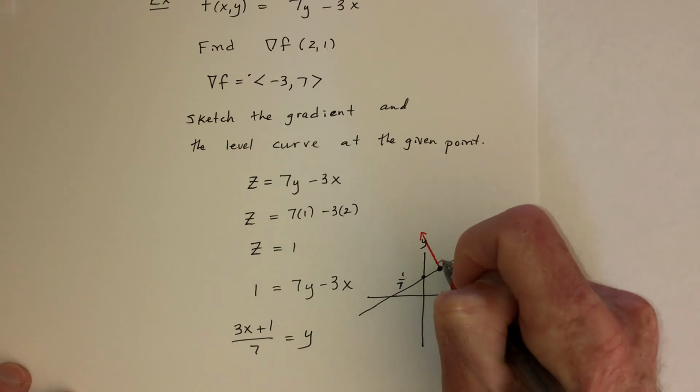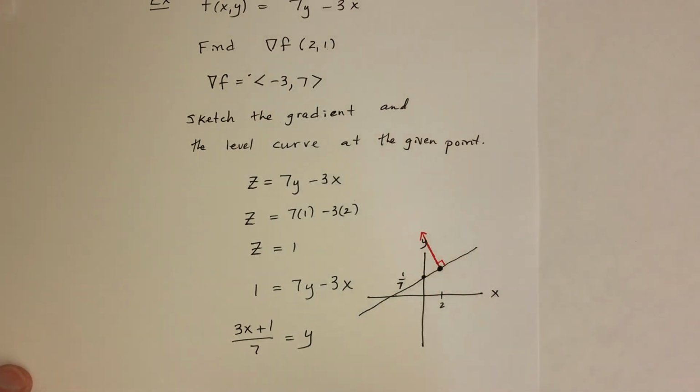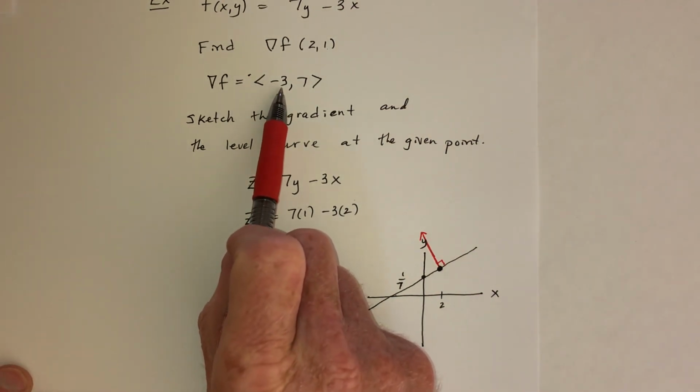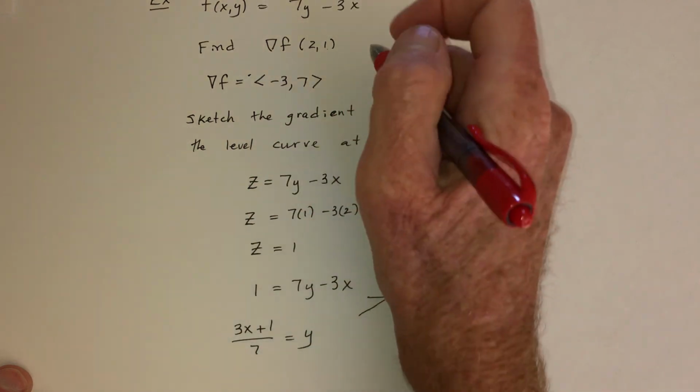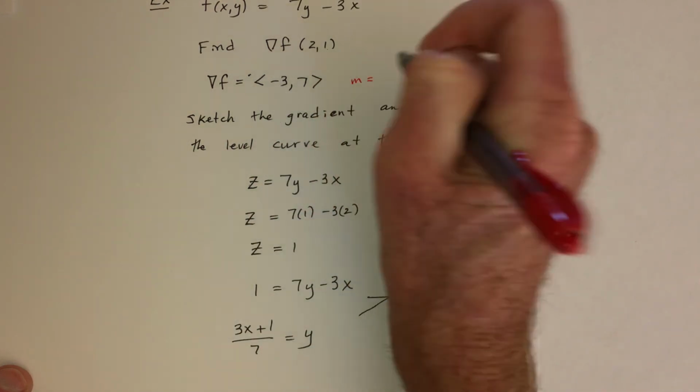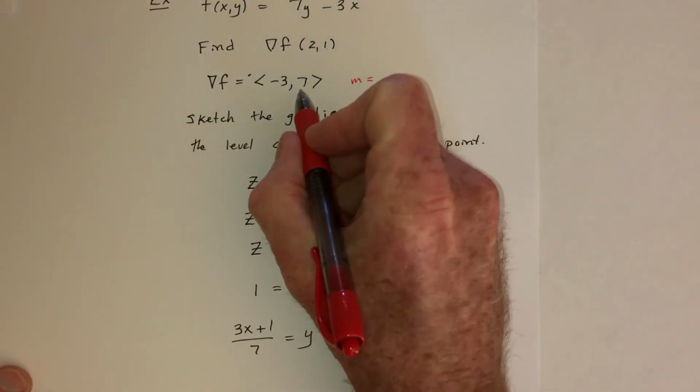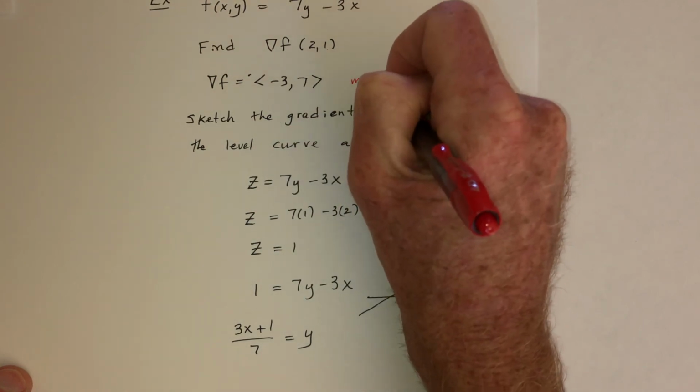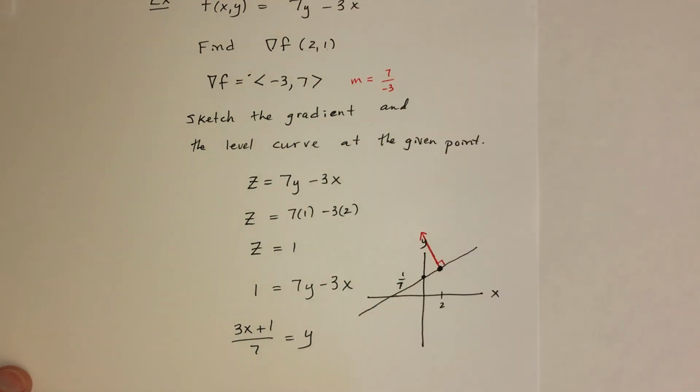And it's actually perpendicular. I know that it's perpendicular because if you looked at it as slope, the rise would be 7, the run would be -3. So its slope is -7/3. And this one, its slope is +3/7. So those are negative reciprocals, so it's perpendicular.